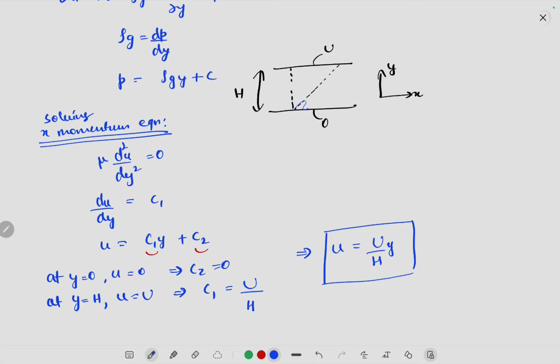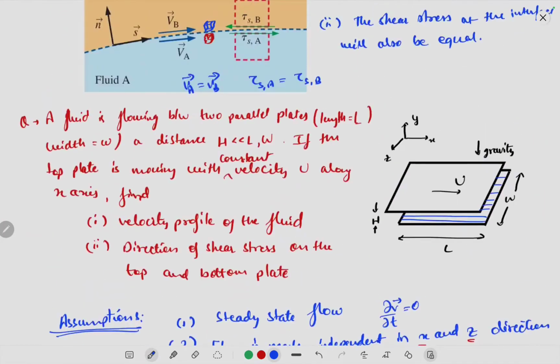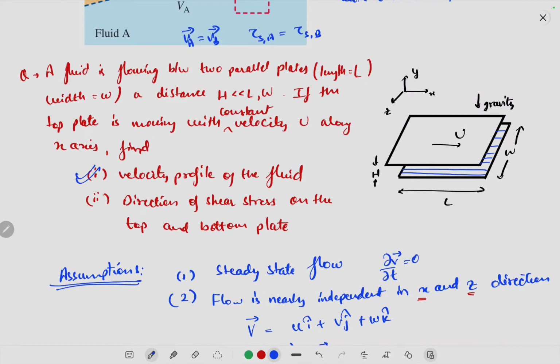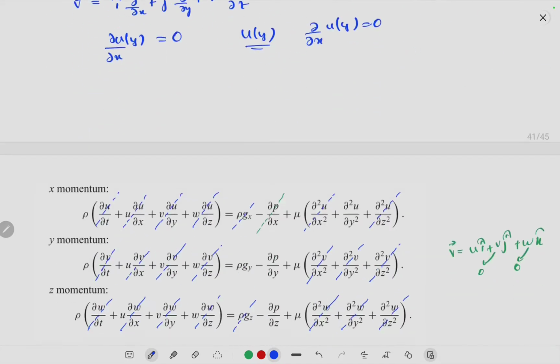So it will be 0 here, and will start to increase, and will look something like this. Okay, so this is my velocity profile. So the first part of the question, we have solved it. We have solved the velocity profile of the fluid. The next question is, find the direction of the shear stress on the top and the bottom plate.